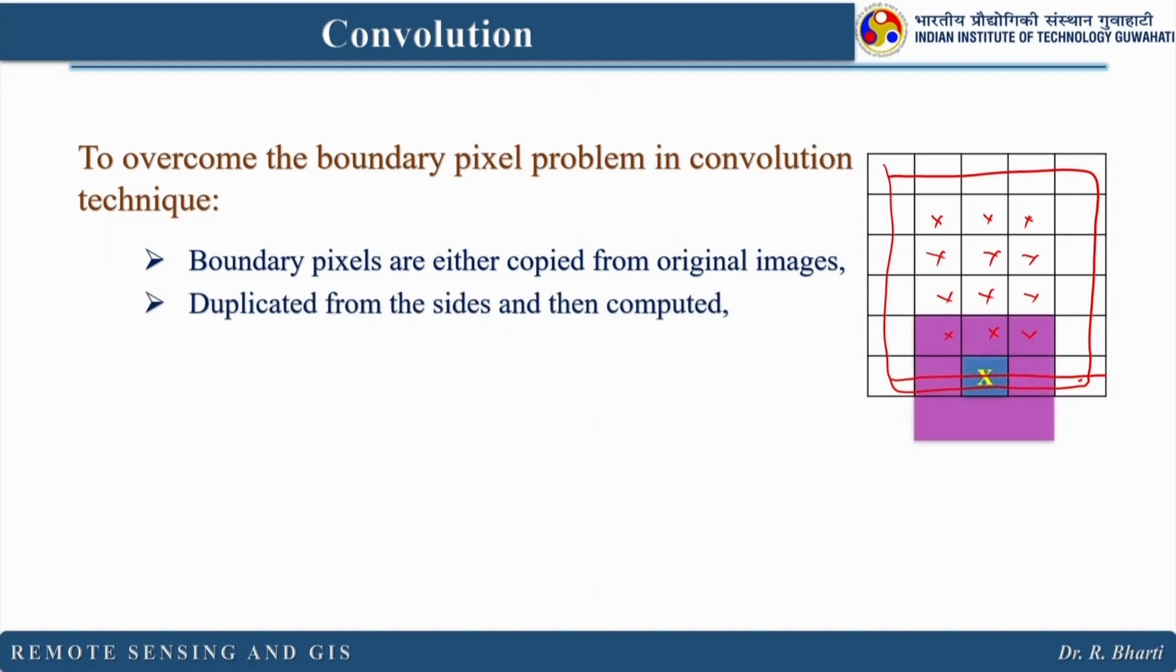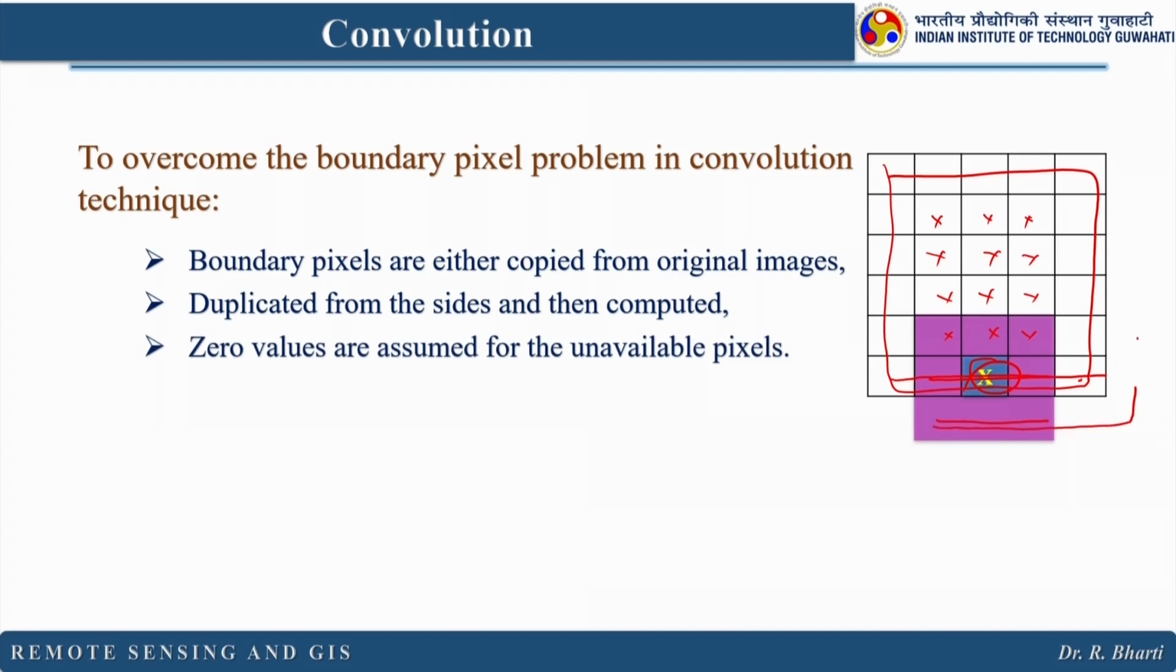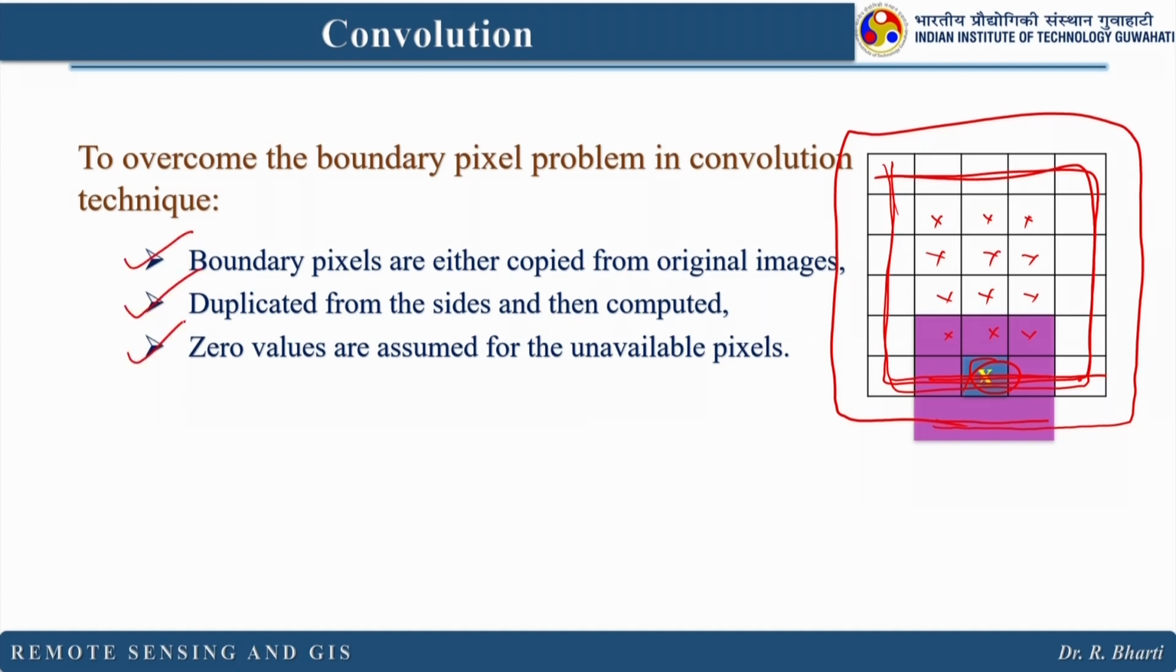In the next one, duplicates from the sides and then computed. So duplicates of the sides means this pixel value will be copied here, and then you can calculate this central pixel value. This is another possibility. And the third possibility is put 0 values in the boundary, right, and then calculate this boundary pixel value. These are the three possibilities, but depending upon your application again, the interpreter, he or she has to identify which method works best for you, right.